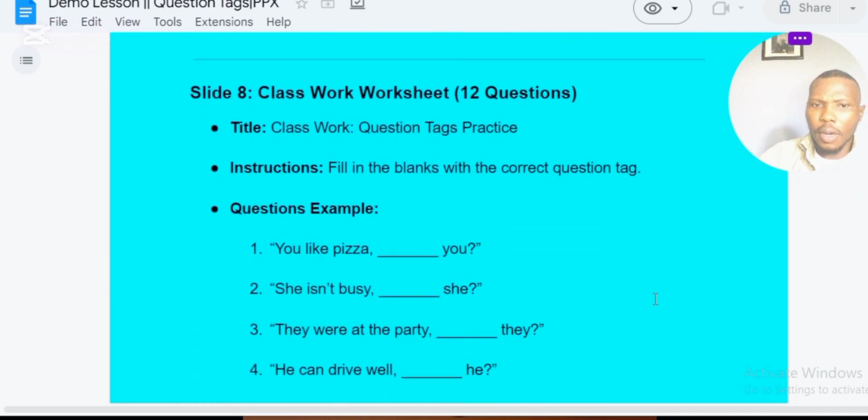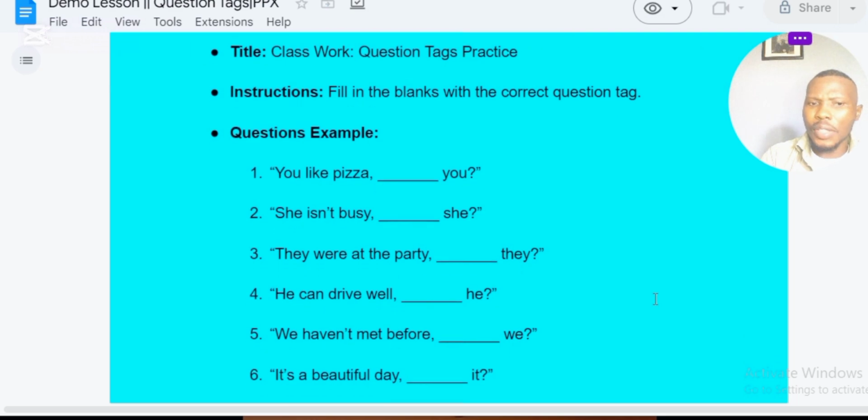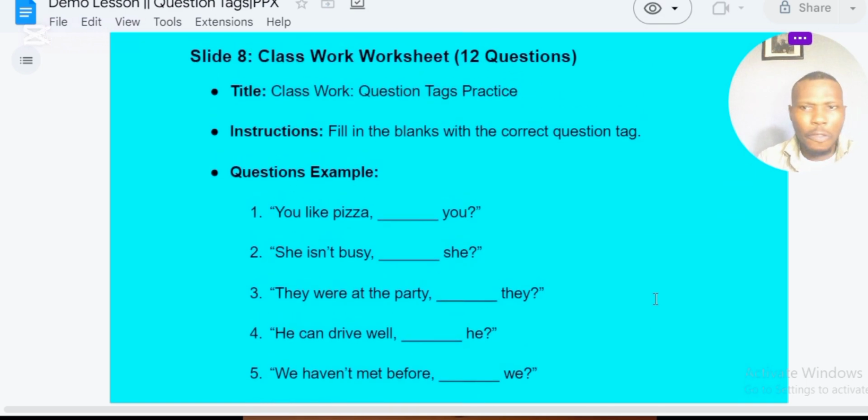Now let's look at this slide. This is your worksheet. You have about 12 questions here, and I want you to go through these questions and answer them. Can you do that? Thumbs up to you. So I'll be waiting for feedback to mark your work, and I'm sure you're going to perform well. Please, if you have any question as you answer these questions, feel free to ask me. I'm here for you. Thank you very much.